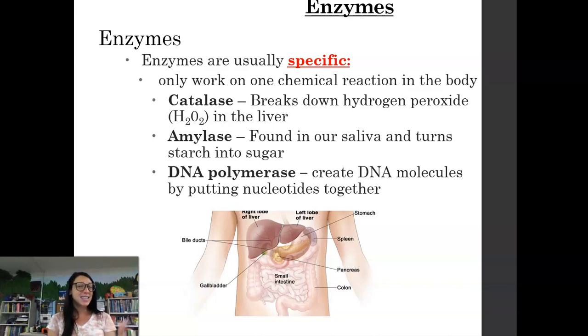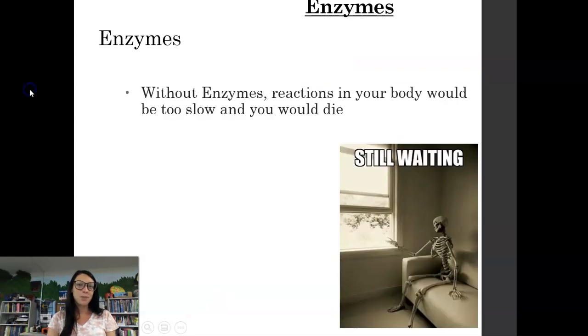Again, all of these things might eventually happen, but they're going to happen too slow. Could you imagine if your body could never break down hydrogen peroxide, if your body could never change starches into sugars, or if your body couldn't actually process or make new DNA? These processes need to occur, and they need to occur in a timely manner.